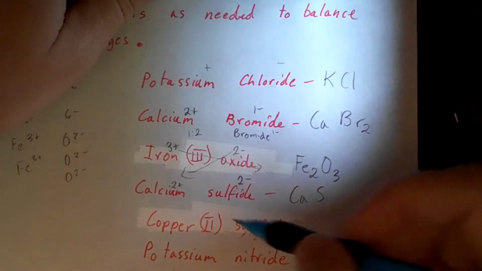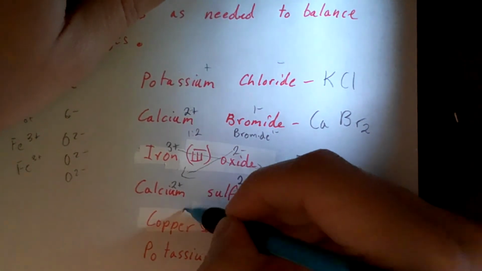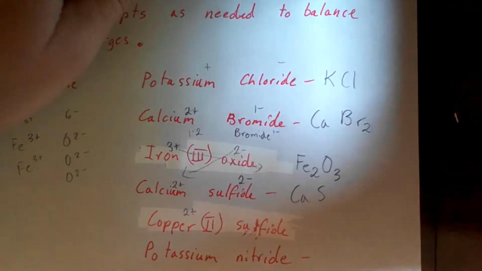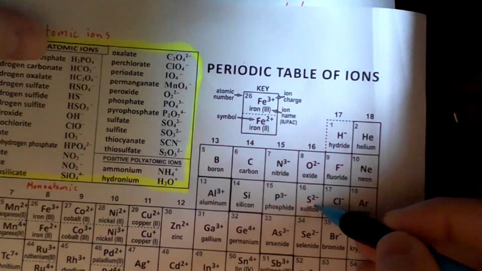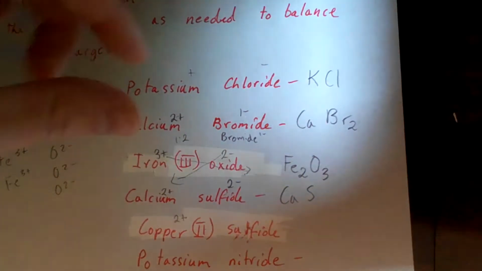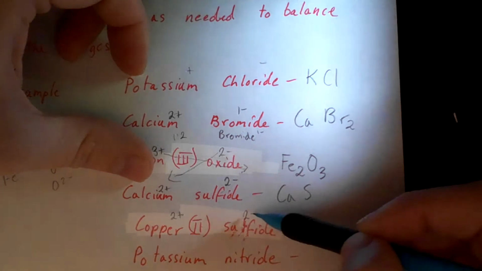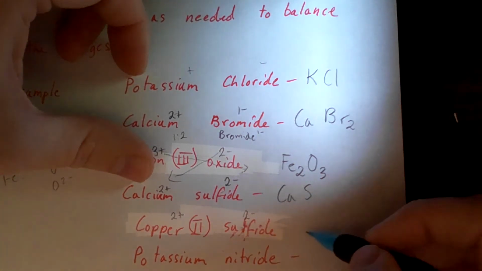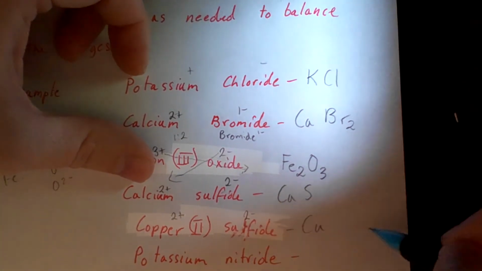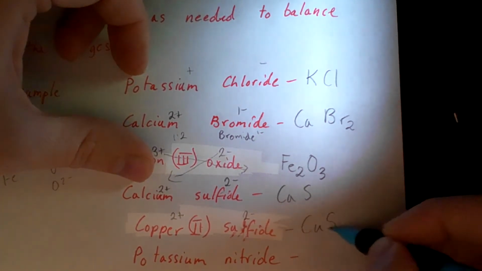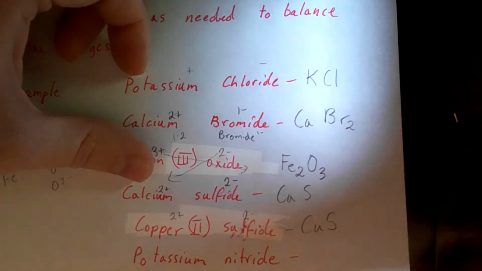Let's look at this one, copper 2. Well, what's the charge of this copper? The Roman numeral 2 says that it's going to be 2 positive. Sulfide is in group 16, so group 16 elements have 2 negative charge. So 2 positive and 2 negative. Do these charges already balance out to 0? Yes, they do. So the symbol for copper is Cu. The symbol for sulfide is S. And since these balance each other out, it's just CuS, 1-to-1 ratio.